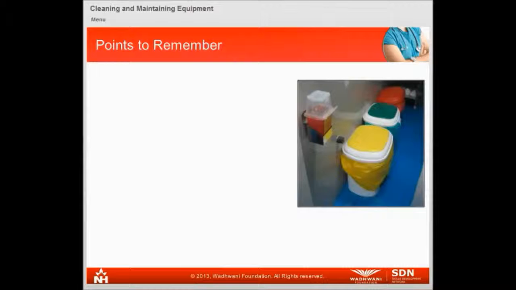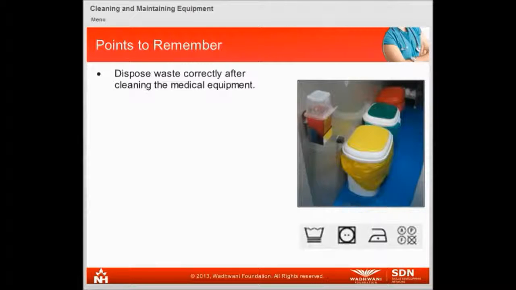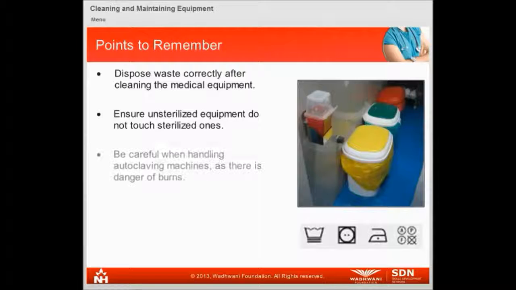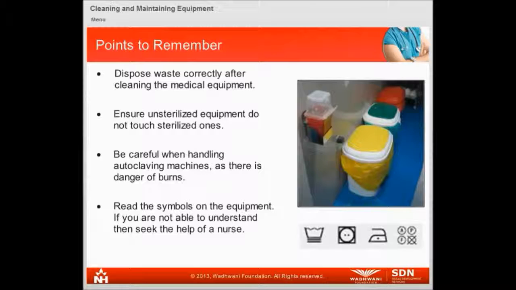Points to remember. Dispose waste correctly after cleaning the medical equipment. Ensure unsterilized equipment does not touch sterilized ones. Be careful when handling autoclaving machines, as there is a danger of burns. Read the symbols on the equipment. If you are not able to understand, then seek the help of a nurse.